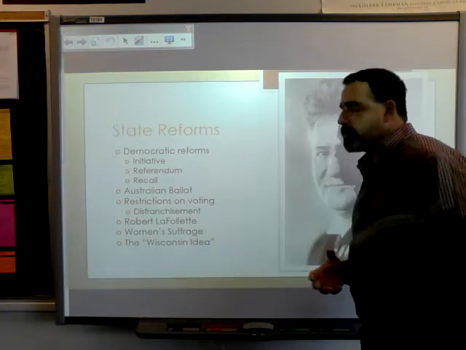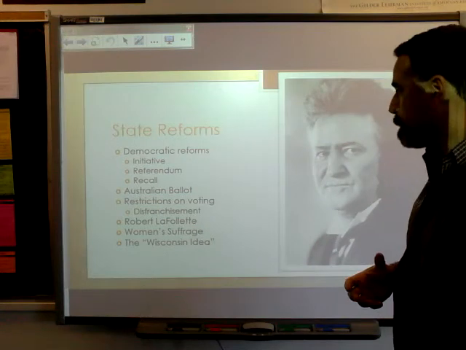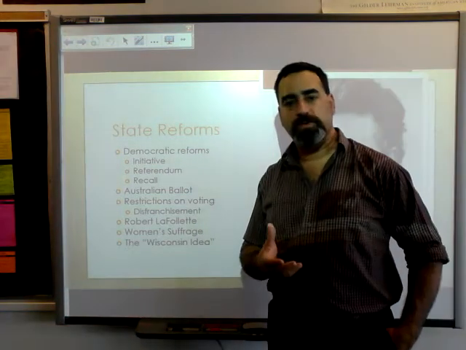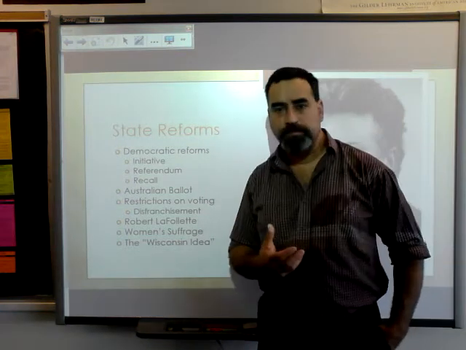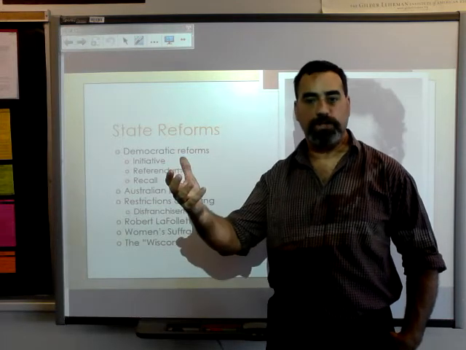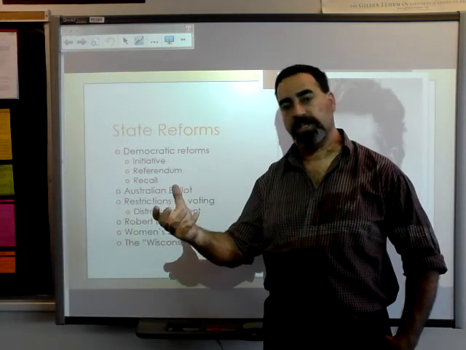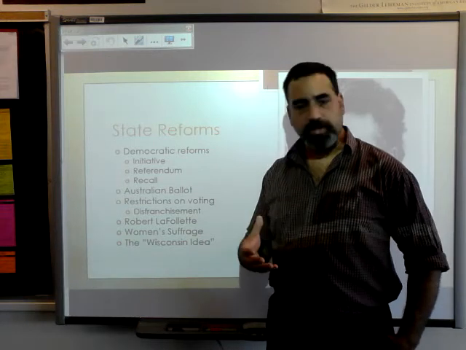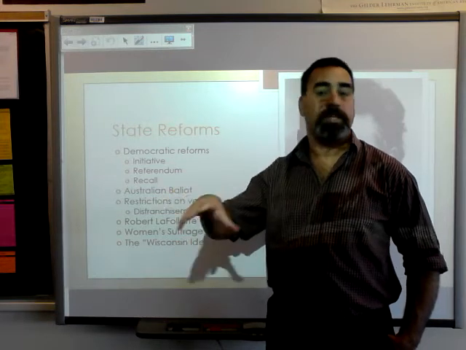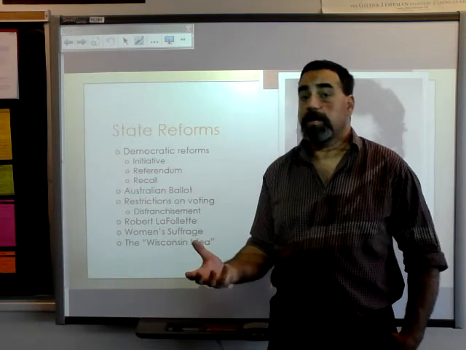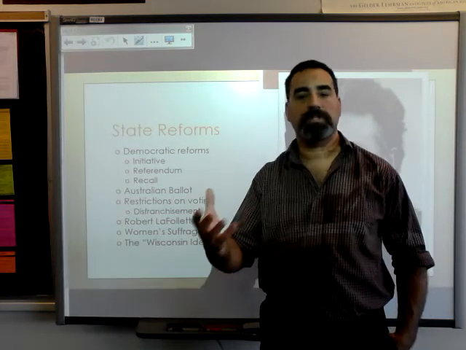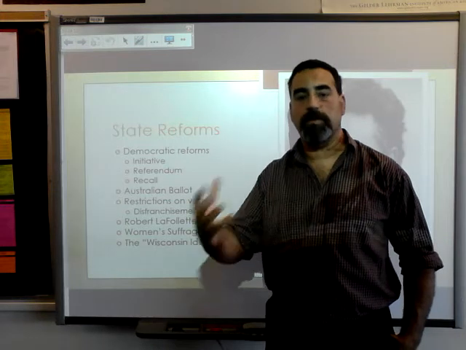We also have reforms that were taking place at the state level, such as democratic reforms, such as the initiative, the referendum, and the recall. This was a case where the people could get together and vote for the laws that they wanted to put in, rather than going through a legislative process. They could actually vote for a law that they want, even if it can't necessarily get through their state legislature, and then that law would become a law. Also, through the referendum process, they could add amendments to their own state constitutions.